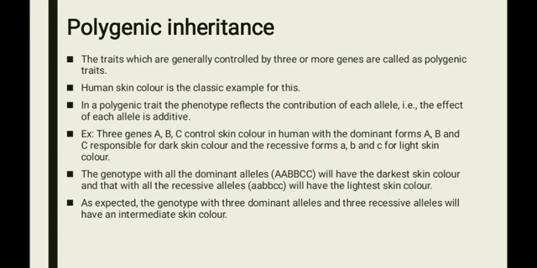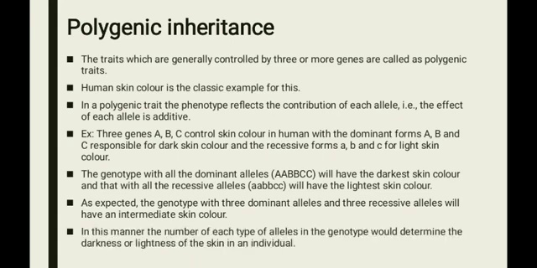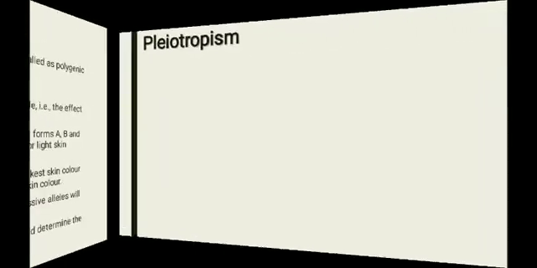In this manner, the number of each type of alleles in the genotype would determine the darkness or lightness of the skin color in an individual. So the next is pleiotropism.